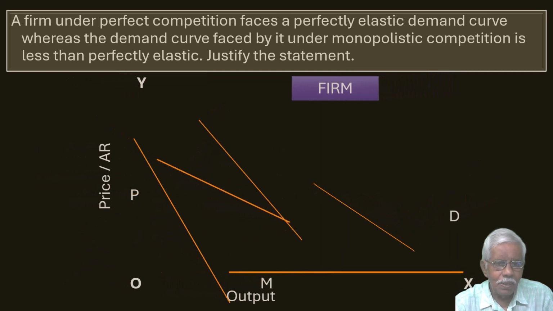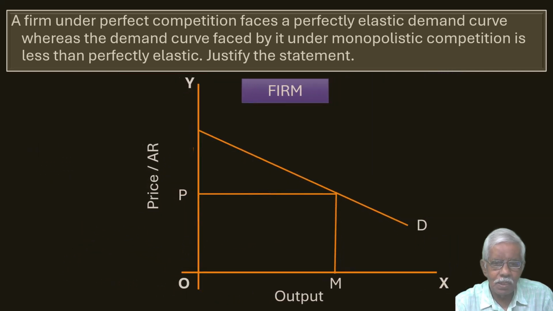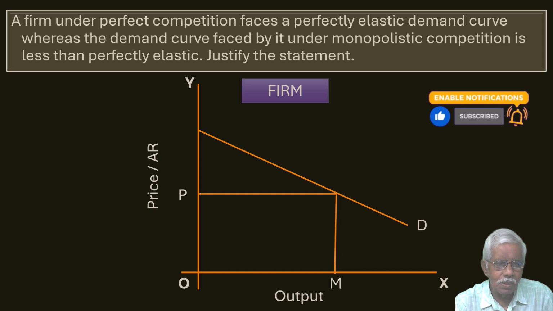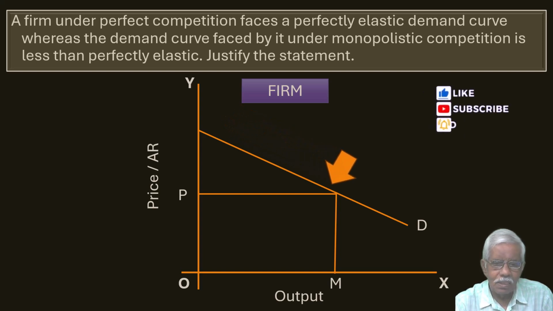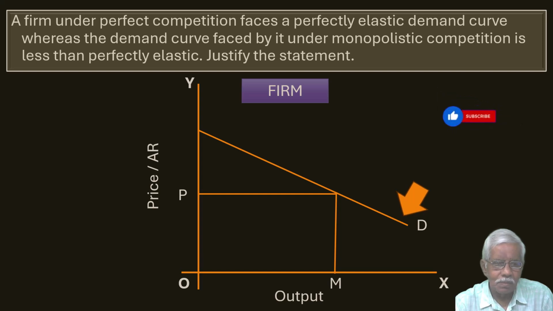Under monopolistic competition, firms are producing differentiated products and compete with one another. The firm has control over price of its product. It can try to sell more by reducing the price. The demand curve slopes downward. Since there is competition among the firms, a firm's demand curve is less than perfectly elastic.